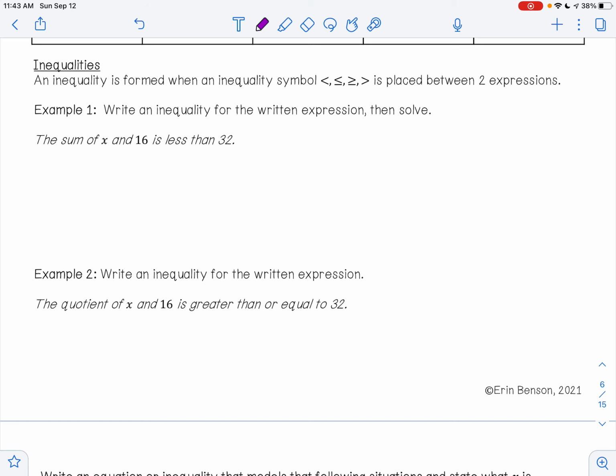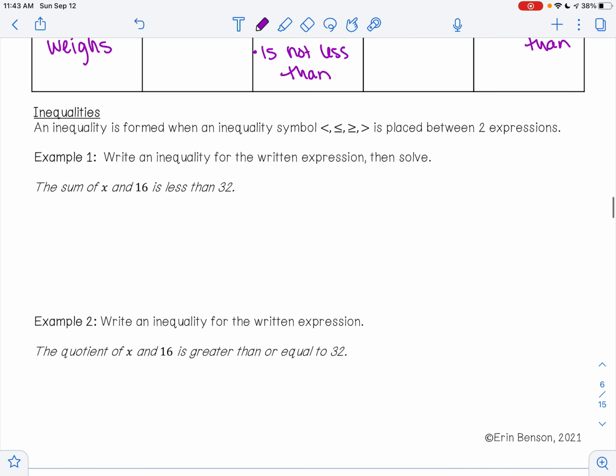Example 1. Write an inequality for the written expression, then solve. The sum of x and 16 is less than 32. The sum means that I'm adding. The sum of x and 16, that means I have x plus 16. Is means equals, just like how we wrote above.